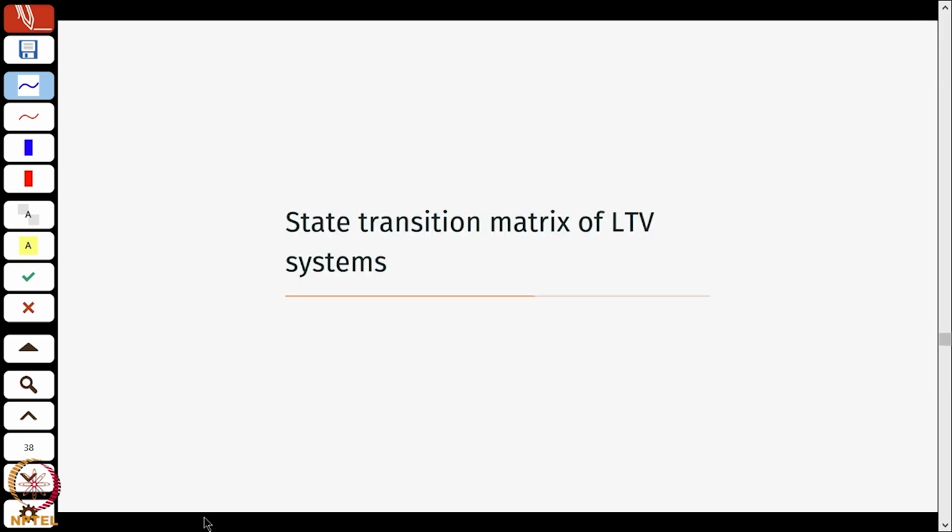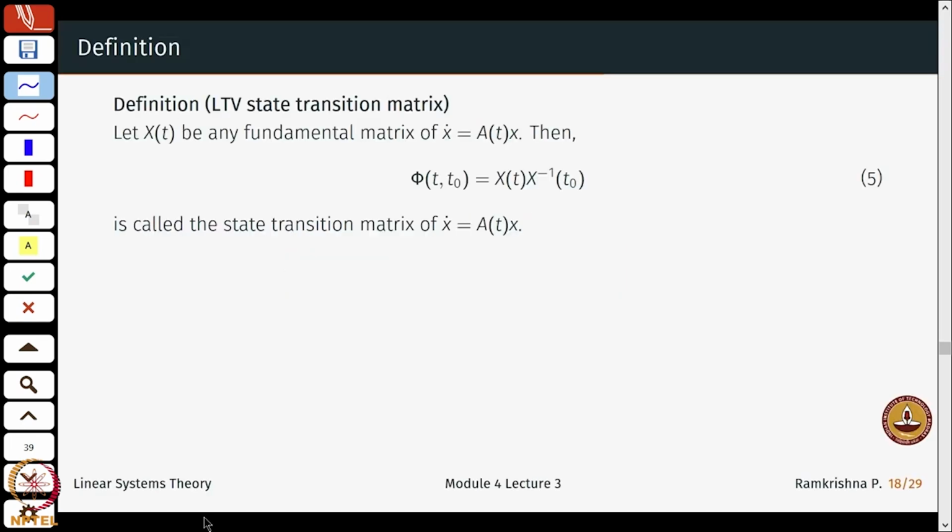Now, how do we construct the state transition matrix of an LTV system starting from this definition of the fundamental matrix? The claim here is that if you start with any fundamental matrix of x dot equal to A(t) times x, then the state transition matrix is simply X(t) times X inverse of t0.